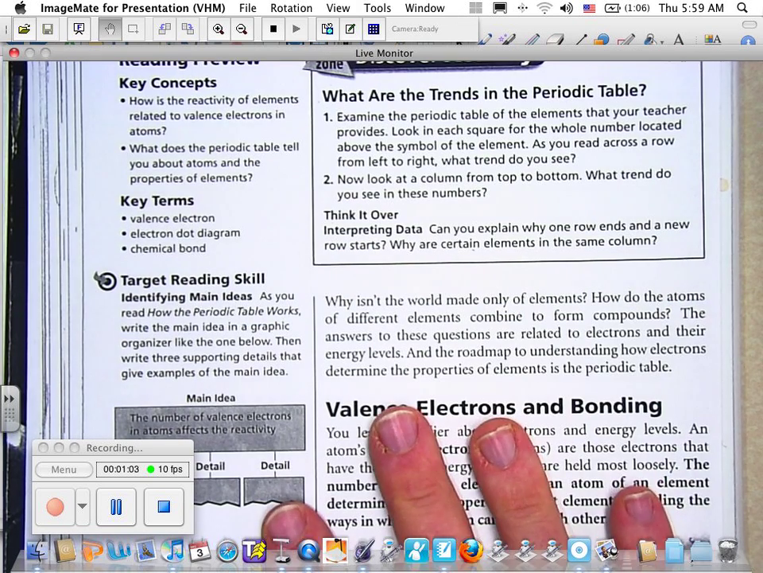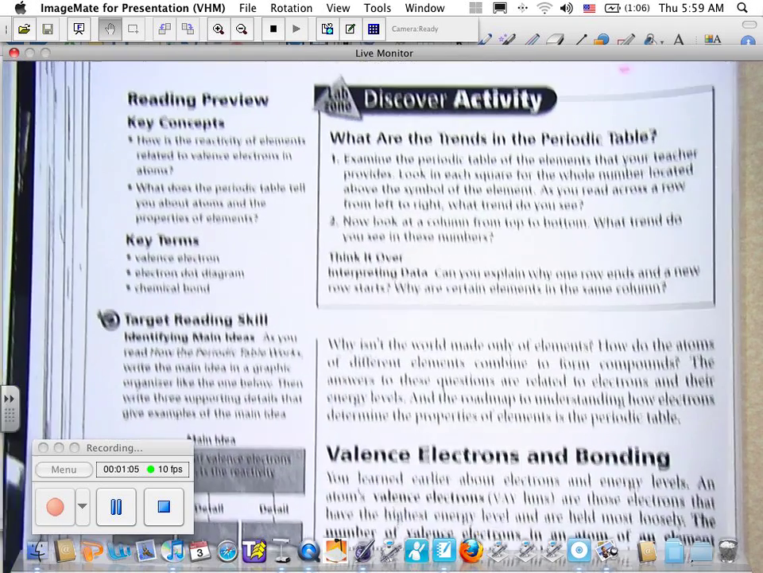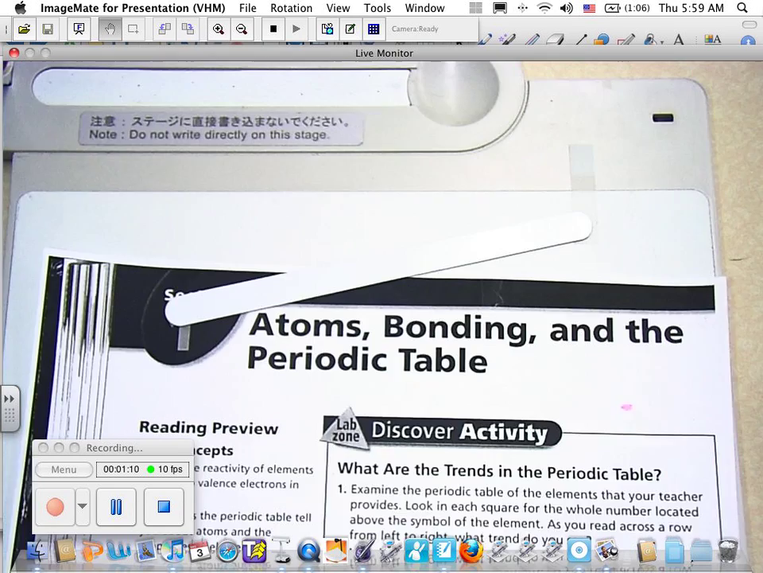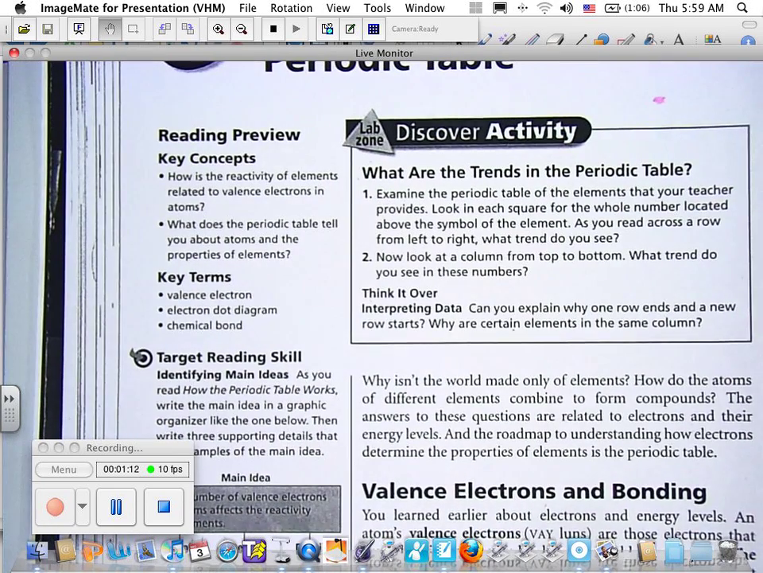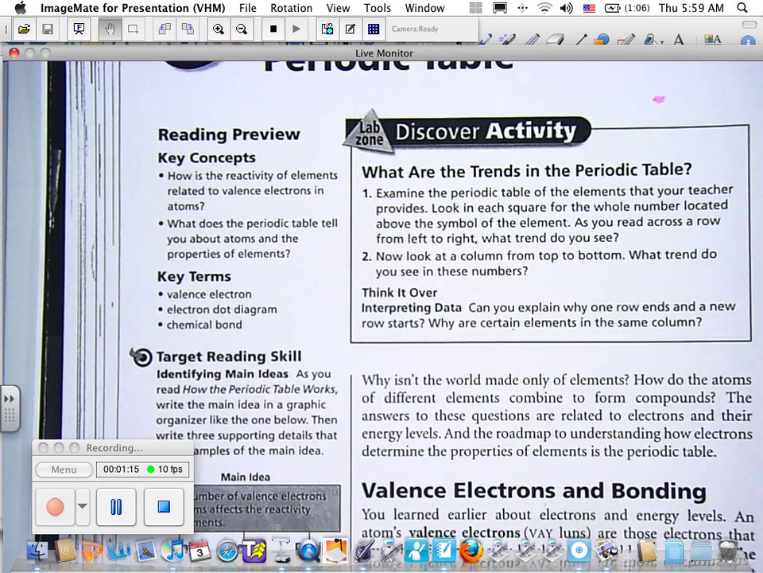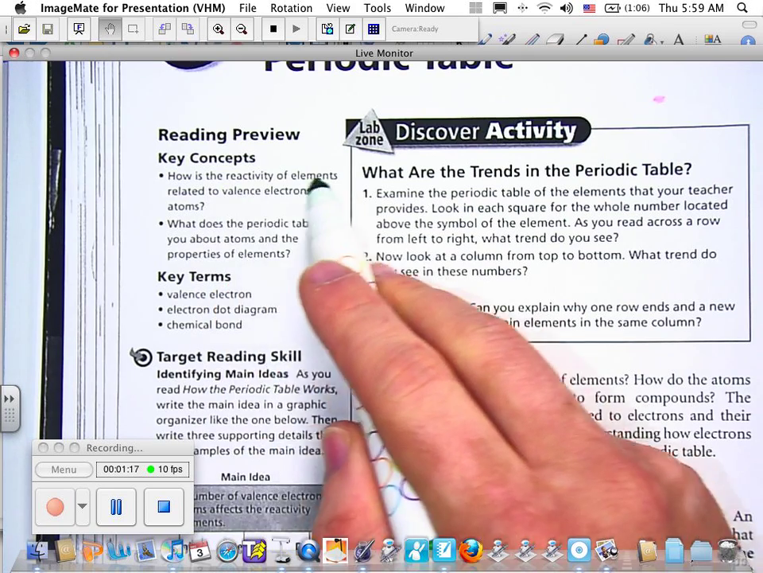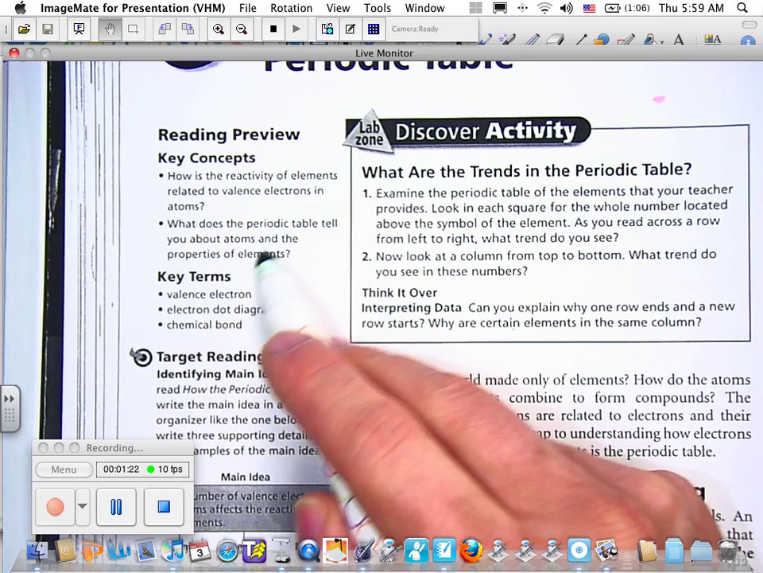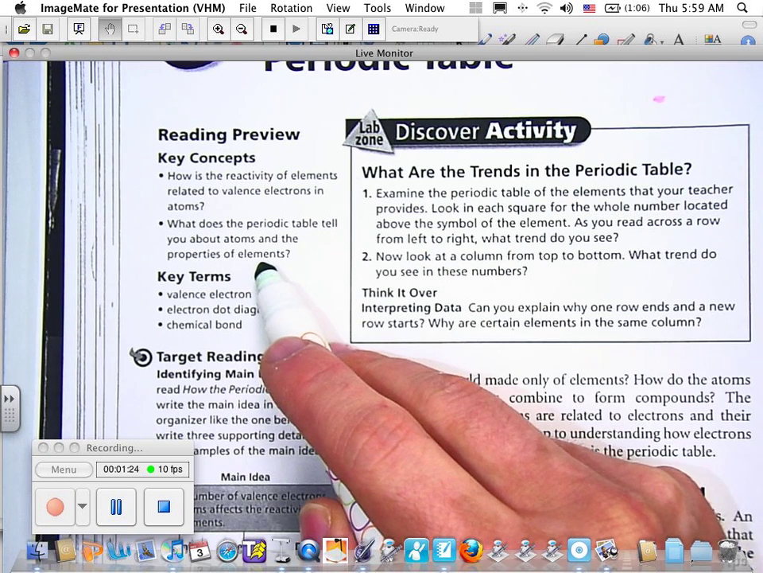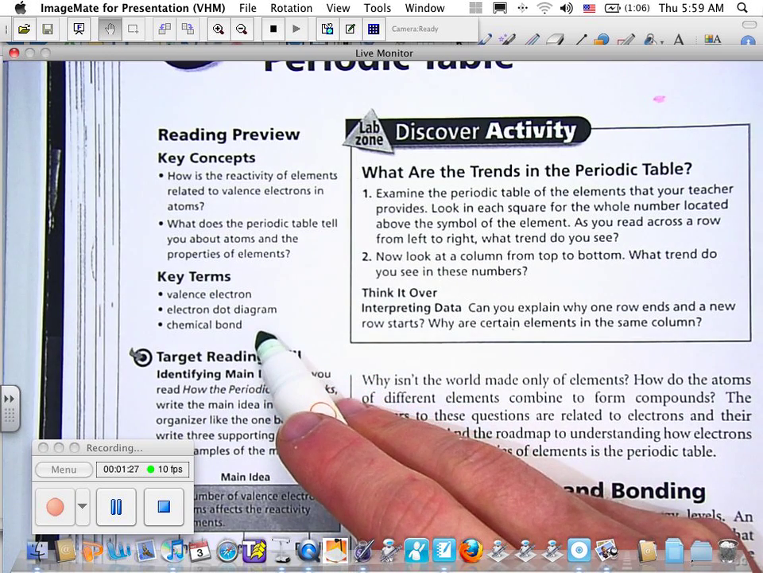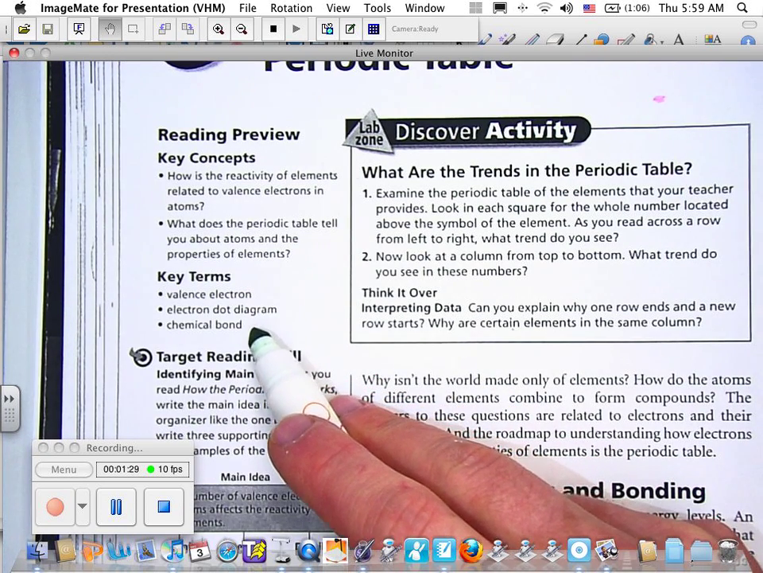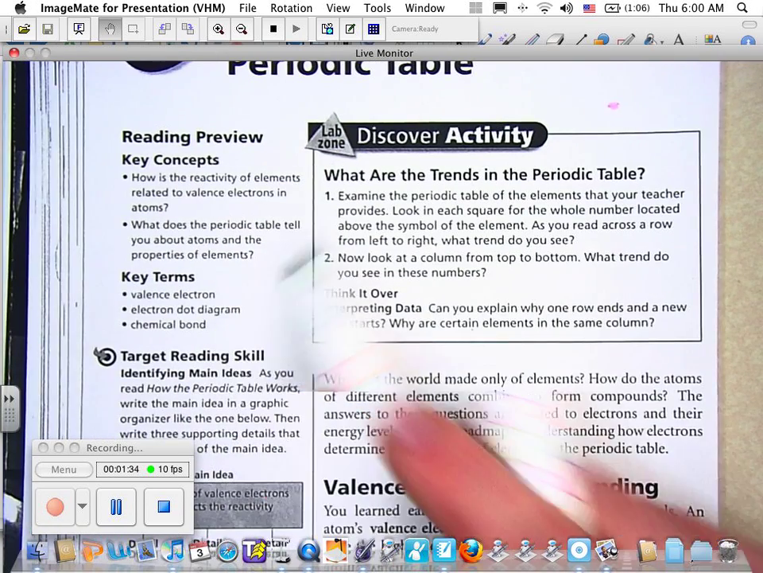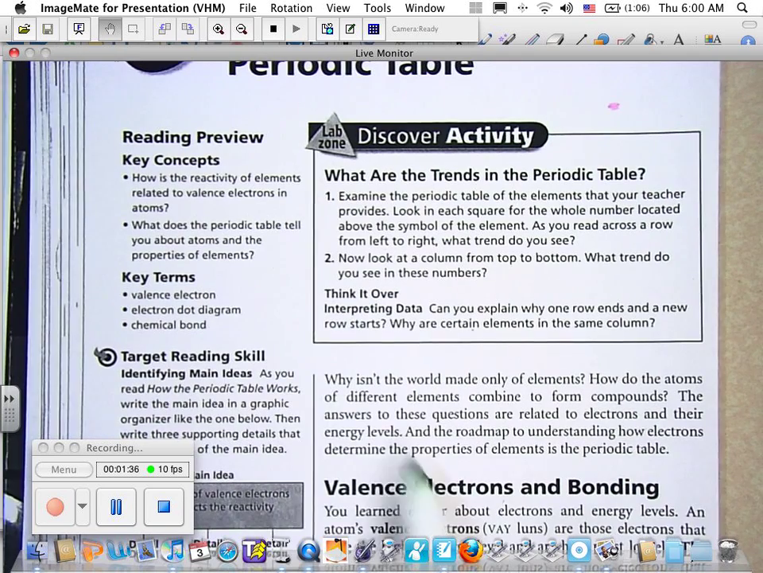All right, here's our first section of the book, section 5-1. The title is Atoms, Bonding, and the Periodic Table. Right here, we've got some key concepts that we're going to be dealing with: how reactivity of elements is related to valence electrons in atoms, and what the periodic table tells you about atoms and the properties of elements. Our key terms are valence electrons, electron dot diagram, and chemical bond. These are vocab words. To do well on your quiz tomorrow, you should know your vocabulary words. All right, let's start reading.